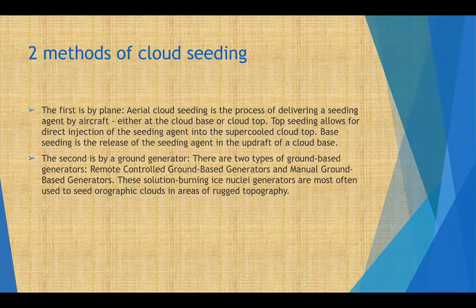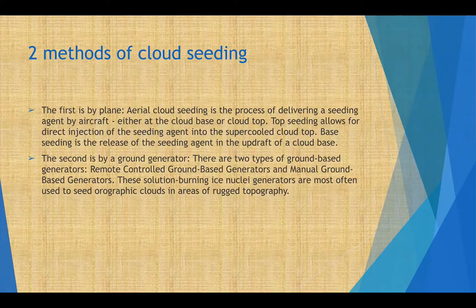Now, there are two methods of cloud seeding. The first one is by plane, which is aerial cloud seeding, a process of delivering seed agents by aircraft, either at the cloud base or the cloud top. Top seeding allows for the direct injection of the seeding agent into the supercooled cloud top. Base seeding is the release of the seeding agent into the updraft of the cloud base.